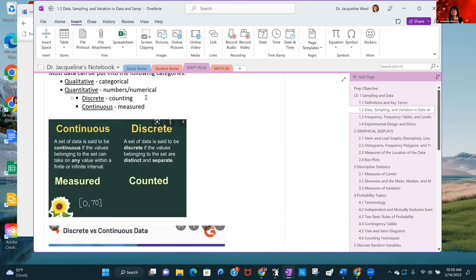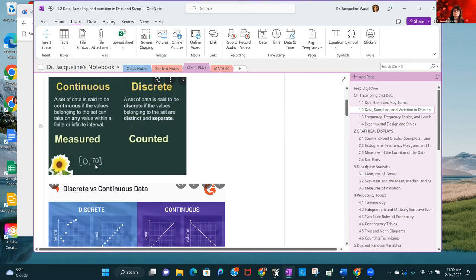Whereas time is an example of something that's continuous, right? How much time did it take to read a book? You don't jump from 8 hours to 9 hours. It's maybe 8 hours, so many minutes, so many seconds, so many fractions of a second. Depends on how precise you want to get. Data is said to be continuous if the values can take on any value in an interval.